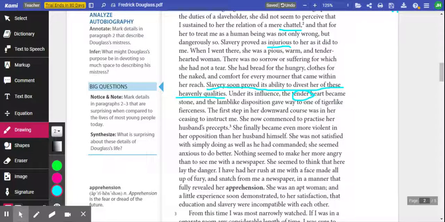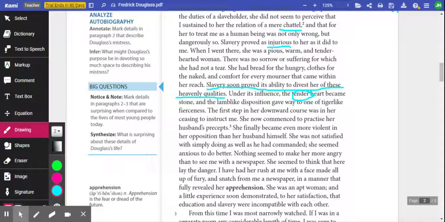The first step in her downward course was in her ceasing to instruct me. She now commenced to practice her husband's precepts. She finally became even more violent in her opposition than her husband himself. She was not satisfied with simply doing as well as he commanded. She seemed anxious to do better. Nothing seemed to make her more angry than to see me with a newspaper. She seemed to think that here lay the danger.